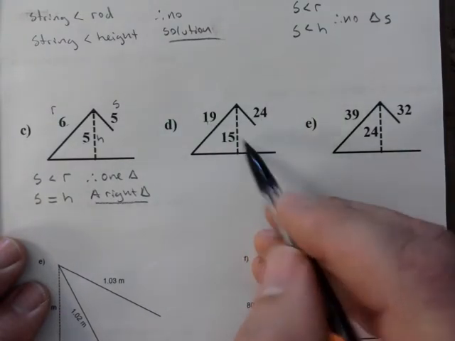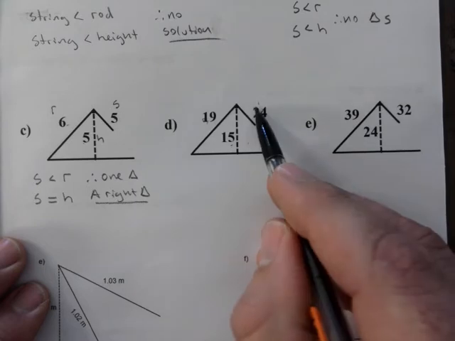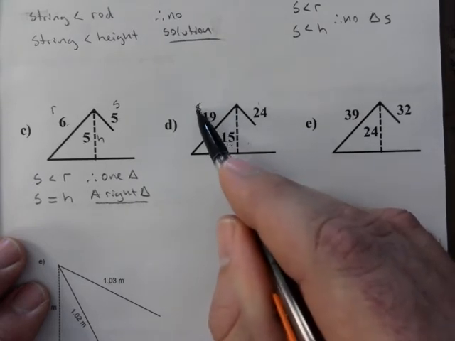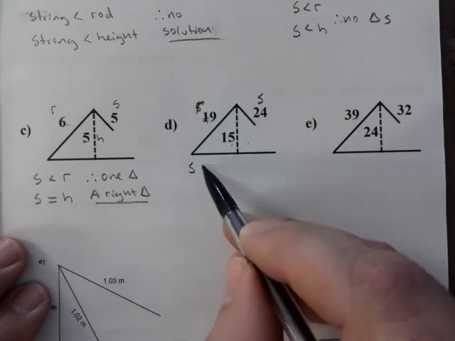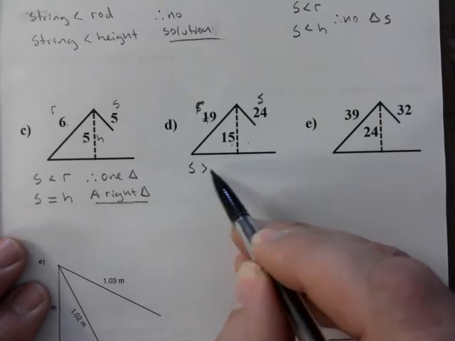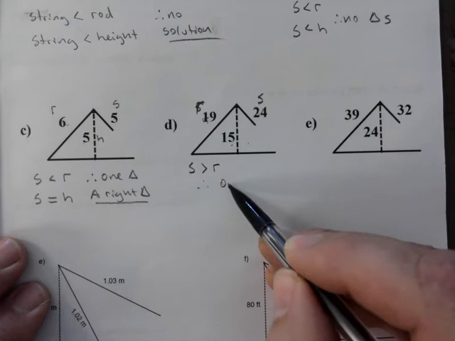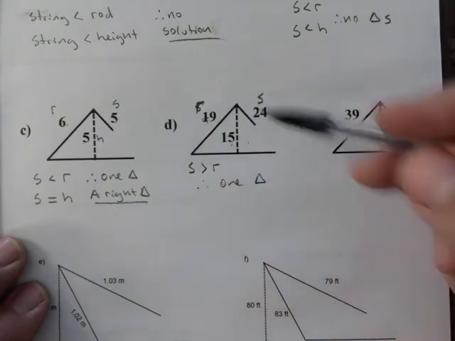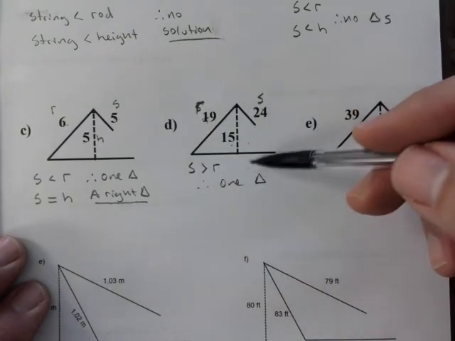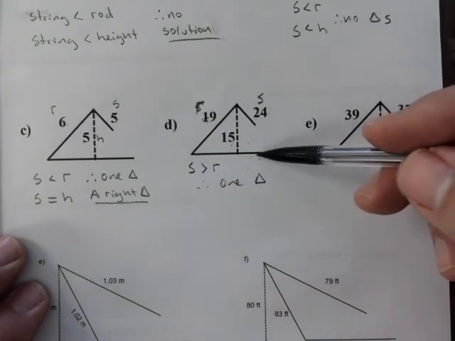What about here? Let's compare string and rod. Oh, sorry, rod is here. The string is there. String is what compared to the rod? Greater. Therefore, one triangle. Done. You don't even need to worry about the height anymore. This is what I gave you over and over. Every time you had an SSA, I made sure this is the case. Okay.